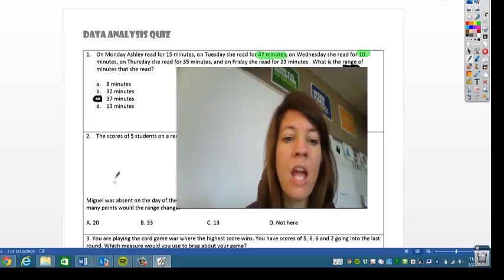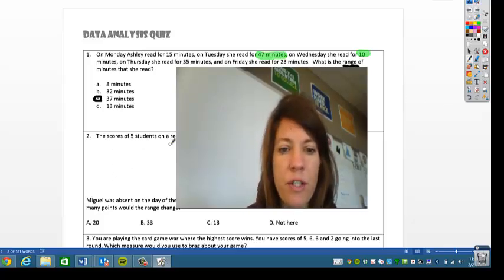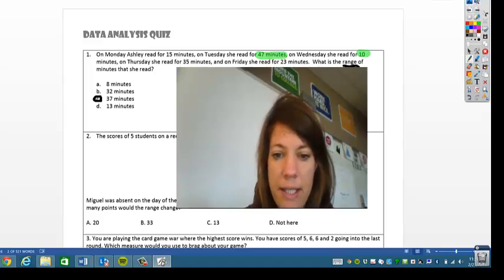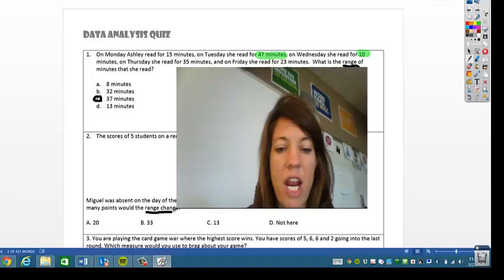Okay? Number 2. The scores of 5 students on a recent test are listed in the table below: 96, 78, 90, 83, and 98. Miguel was absent on the day of the test, but later scored a 65. If his score was added to the table, by how many points would the range change?